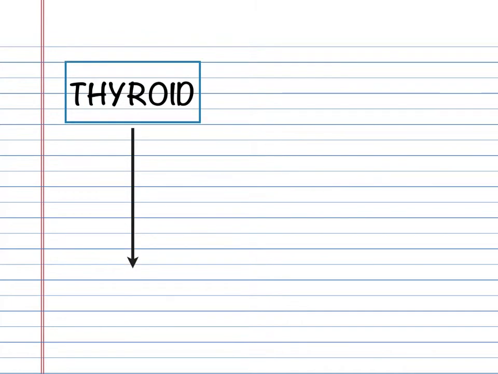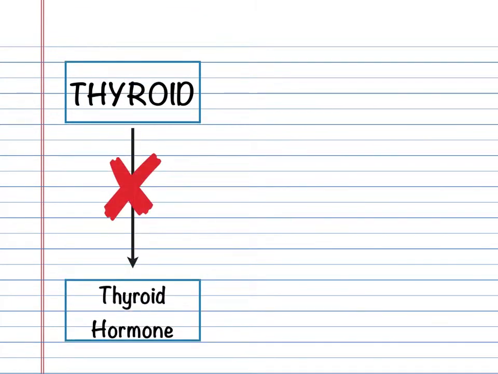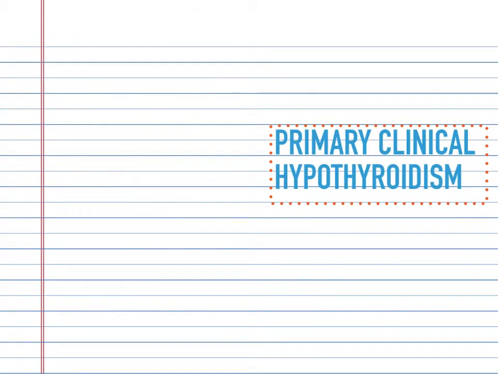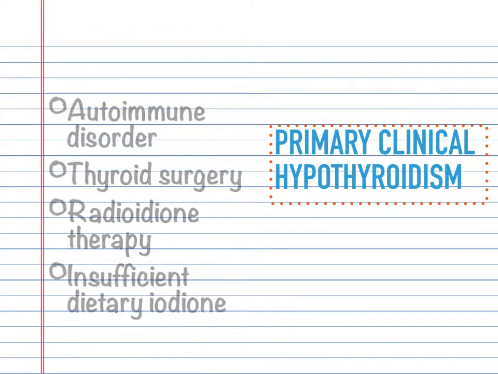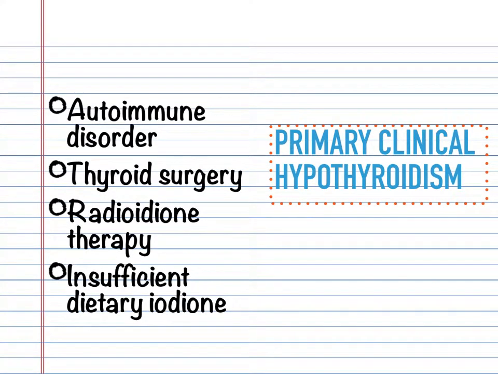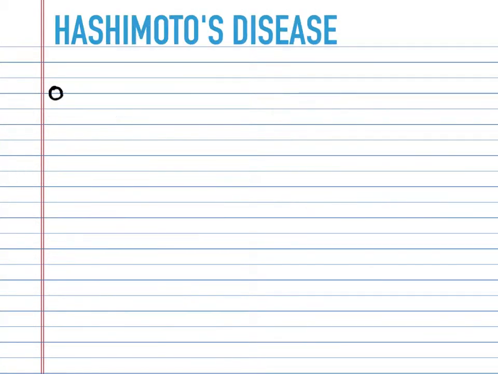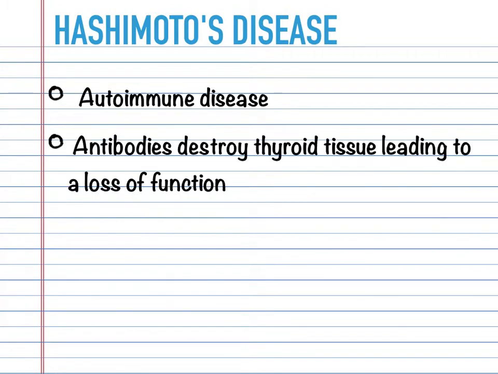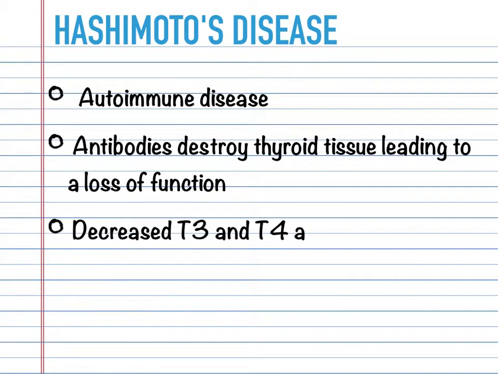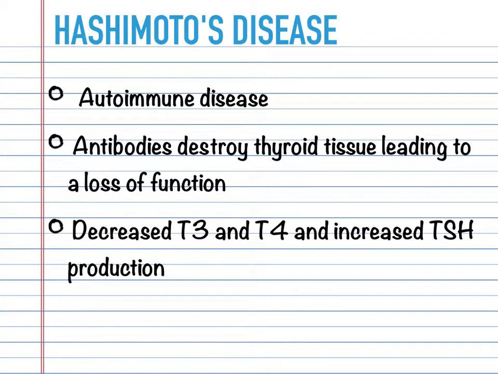When the thyroid gland is not producing enough thyroid hormone to maintain regular function, it is called hypothyroidism. Causes include Hashimoto's disease, thyroid surgery, treatments such as radioiodine therapy, and insufficient levels of dietary iodine. In the case of Hashimoto's, an autoimmune disease, antibodies destroy the thyroid tissue, leading to a loss of function. This results in decreased T3 and T4 and increased TSH production.